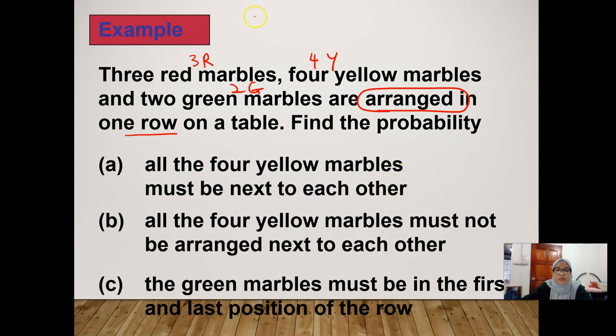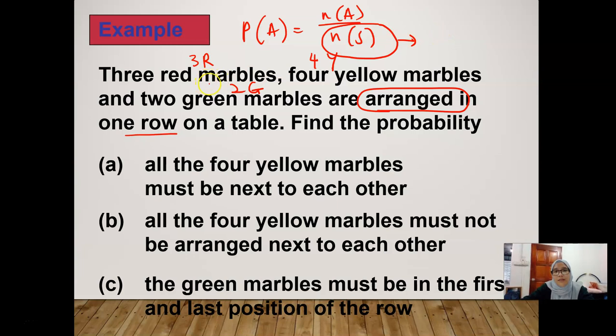The yellow must be next to each other. So probability of A must be number of A over number of S. So first you need to find the number of S. Number of S here, how many do you have? Red, yellow and green. So how many is this? 9. 9 factorial over... why do I say over? Because you have repeated identical items. So 3 factorial identical for red, multiplied with 4 factorial for yellow and 2 green, 2 factorial. So this is the number of the sample space.